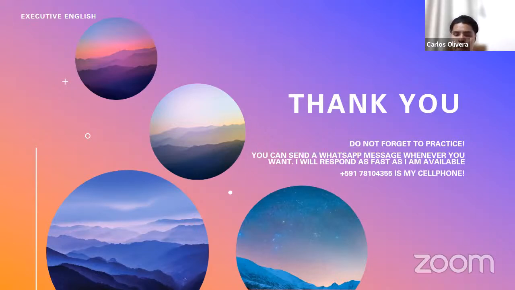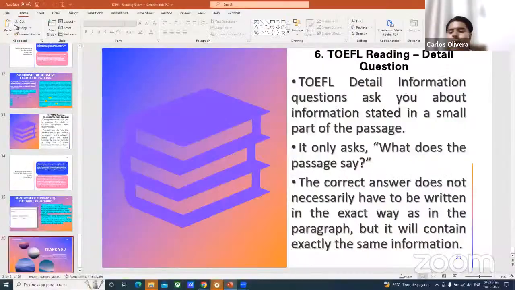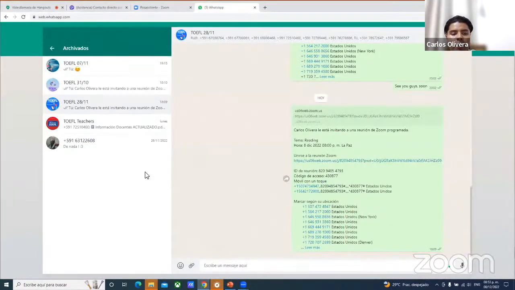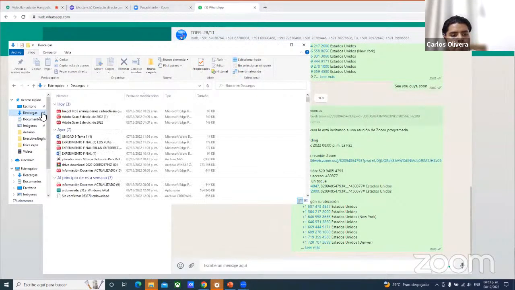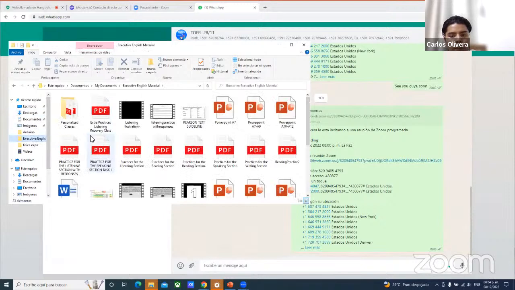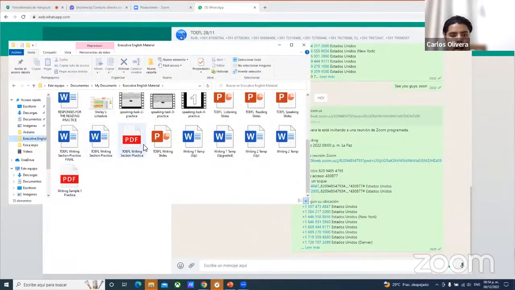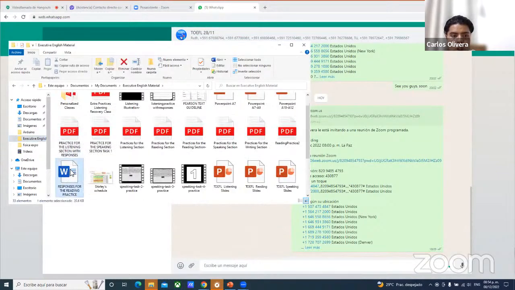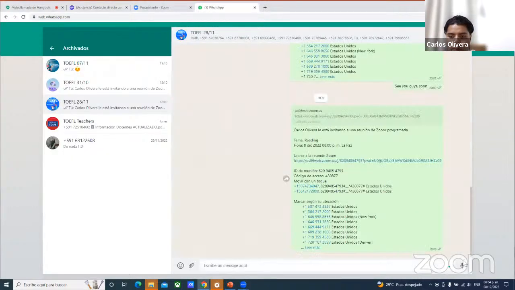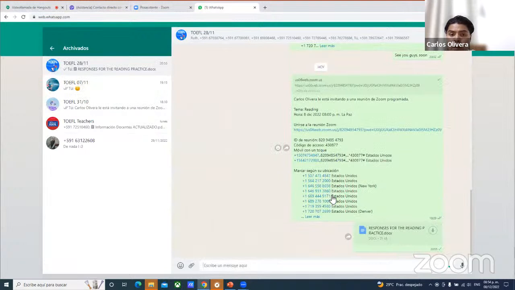Tomorrow we're going to practice for this section, all right? So please don't miss tomorrow's class. And let me right now, before we finalize the class, send something very important to you. I have here some practices that I was preparing for you this afternoon for the reading section. 4 reading passages, if I'm not wrong, with 40 questions. And here I have them for you, okay? I have the responses here. This is a document with the responses for those reading passages and questions I was preparing.